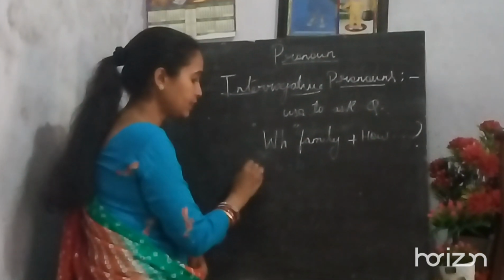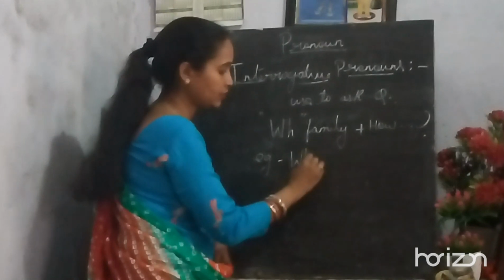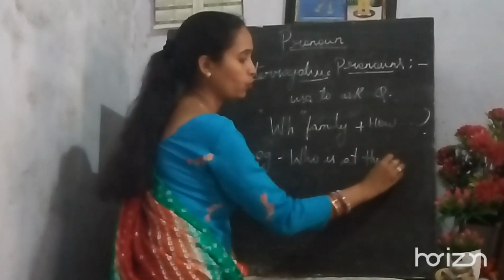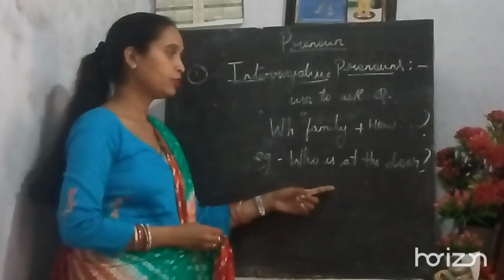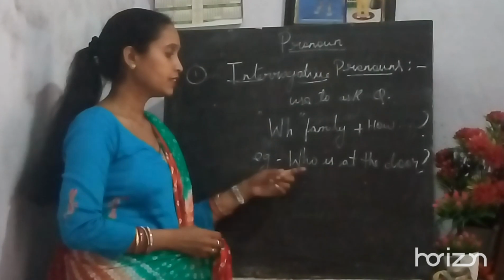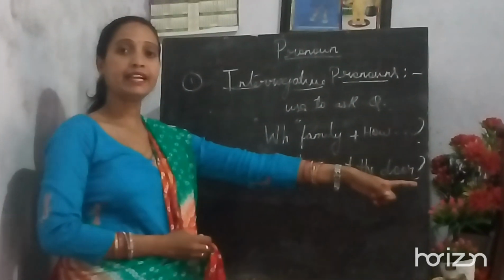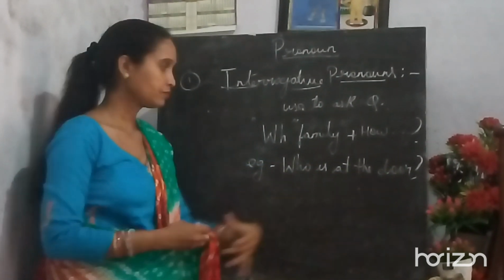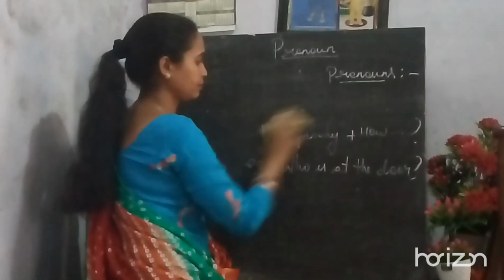We can understand this by example: who is at the door? Who? So this is the example of an interrogative pronoun. It is starting with WH and it is asking a question, plus at the end of the sentence it has the question mark also. Clear?